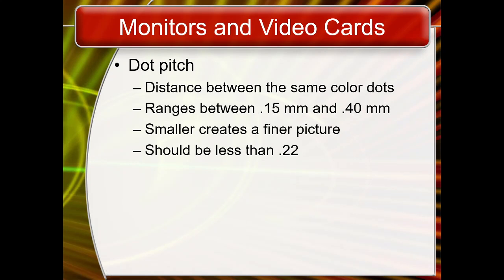What is dot pitch? This is the distance between same color dots. So the distance between two pixels is referred to as dot pitch. It can range between 0.15 mm and 0.4 mm. This is quite an old definition, so the ranges vary from technology to technology. Nowadays the situation has become much improved. Smaller creates a finer picture, and it should be less than 0.22.